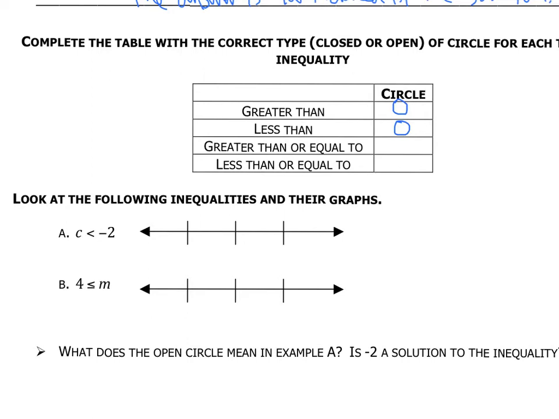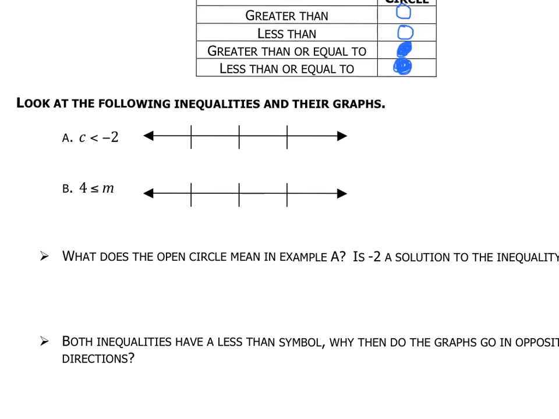Now when we use greater than or equal to, those are closed circles because they actually include the solution. Meaning if I said x is less than or equal to 2, we would put a closed dot at 2 because it includes 2 in the solution, since it can be less than 2 or equal to 2. So that's why we do the solid dots.